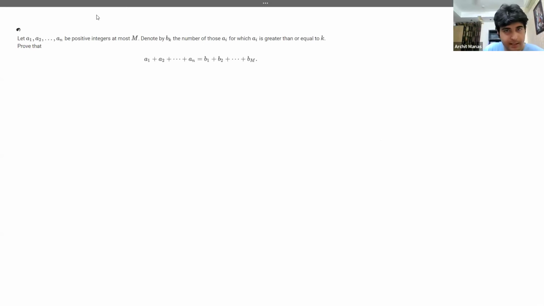Right. So the problem says that you have these positive integers, a1 to an, and they're all among the first m positive integers. And bk is defined as the number of ai for which ai is at least k. And you have to show that this is true.